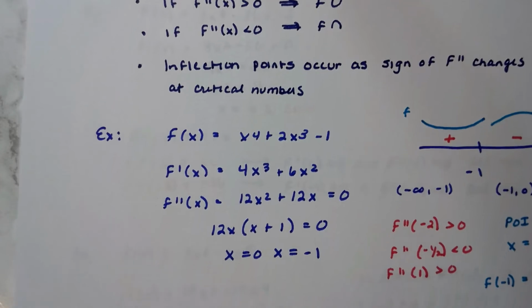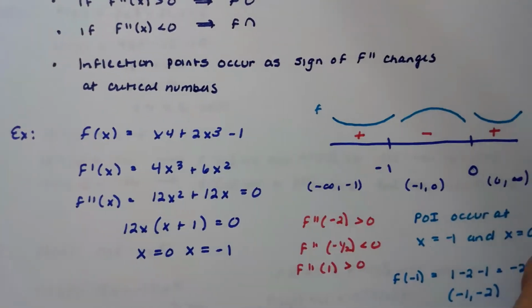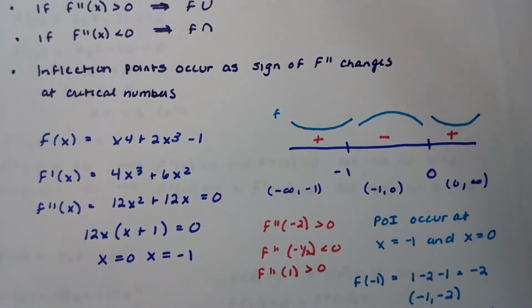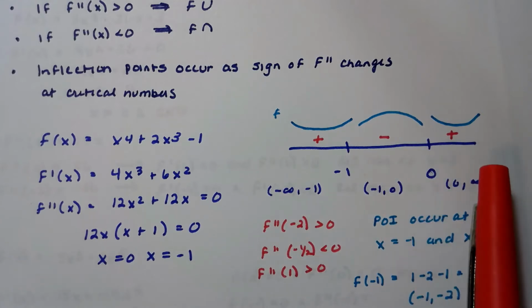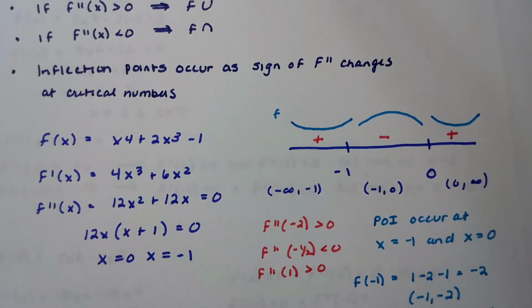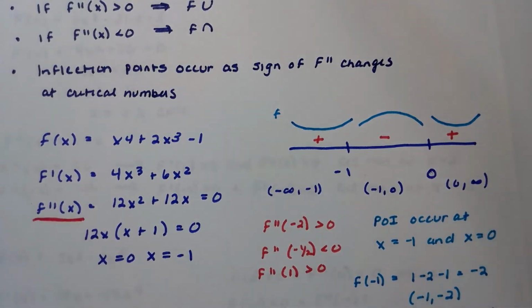So here's a function here. I took one derivative, I took the second derivative, I factored out a 12x, factored this down, and got critical numbers of 0 and -1, which I plotted on a number line. And then I took test values of -2, -1/2, and 1, and plugged them into the second derivative because I want to see what the sign of this thing is.